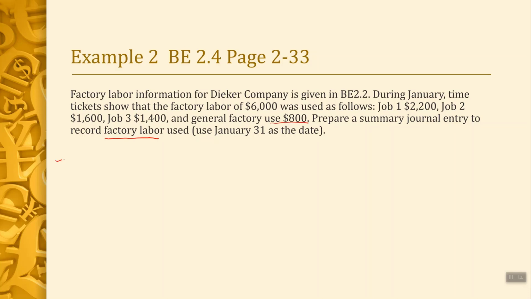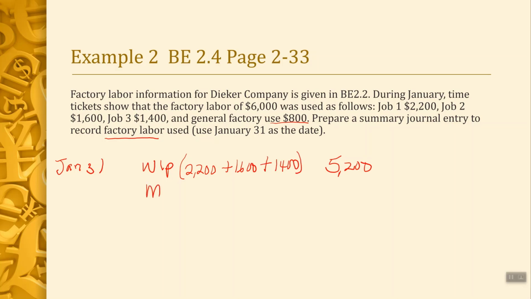Okay. All right, so we have again January 31st. We have our work in process, and that gives us a total of 5,200. How did I get that? I'm glad you asked. It was 2,200 plus 1,600 plus 1,400. Okay. And then we have our MOH, and MOH, we have it to be 800. The total factory labor that we use, a combination of the direct and indirect, we said was 6,000, so we have factory labor, and that is 6,000. All right, simple as that. Hopefully it is to you.